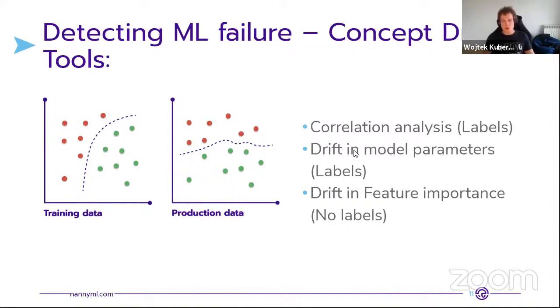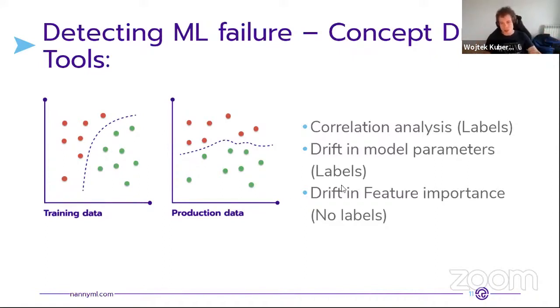How do we try to really detect concept drift? This is hard in itself. And if we have access to labels, we can do a few simple things. First one would be just to do the correlation analysis between inputs and the labels, not the outputs, but the labels themselves. And if we see that the correlations themselves are drifting, then it means that we have concept drift because the pattern between the inputs and the outputs has changed.